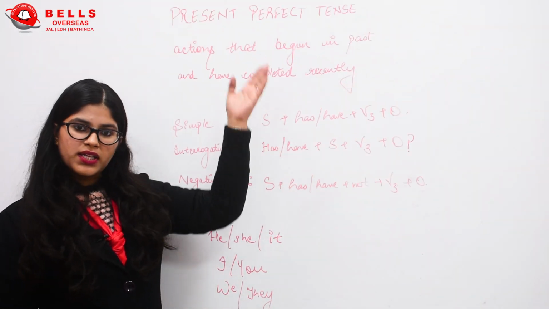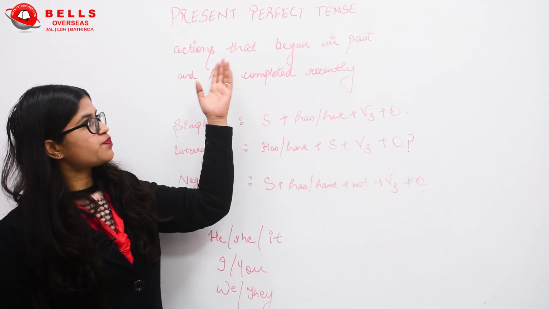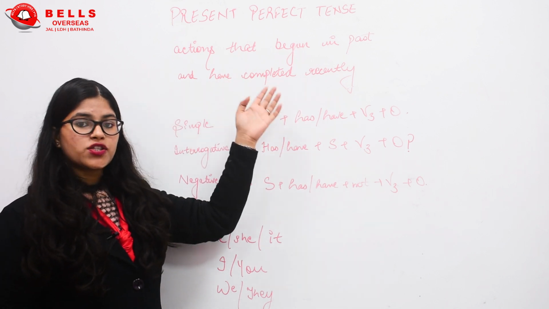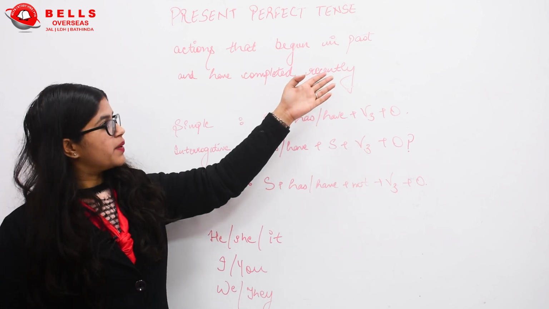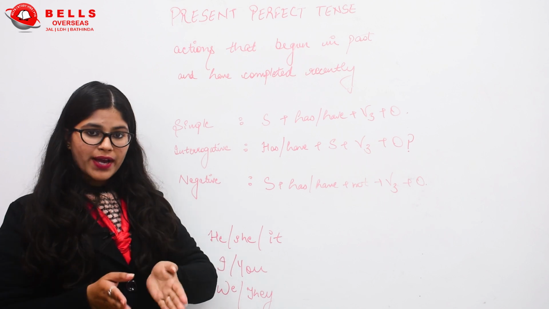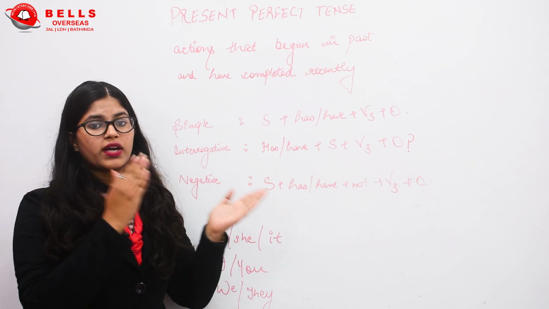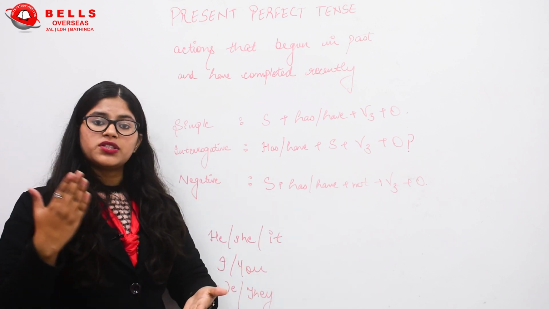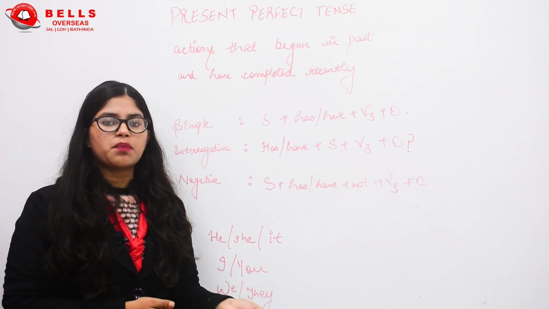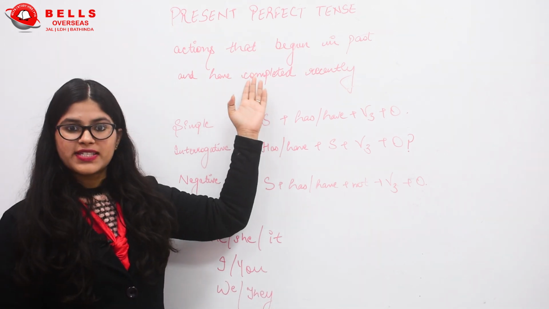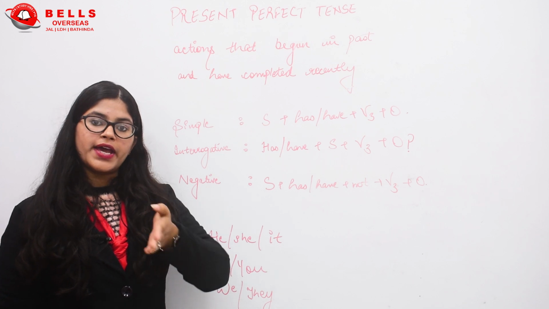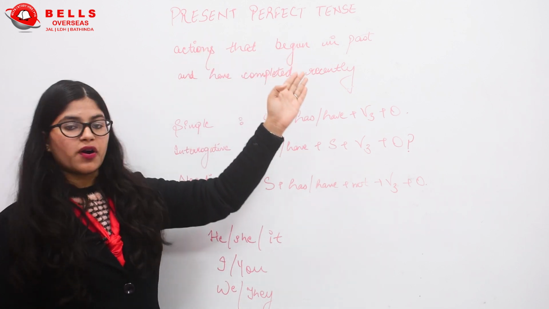Alright, so here we are with the next type of present tense, which is present perfect tense. Now where do we use present perfect tense? It is used for actions that began in the past and have completed recently. मतलब वो actions जो past में शुरू हुए थे और अभी recently खत्म हुए. Now with recently I do not mean just a second ago. Recently means in the recent past, कुछ time पहले. For example, he has gone to the market. वो market गया हुआ है. Now here you will use present perfect tense.